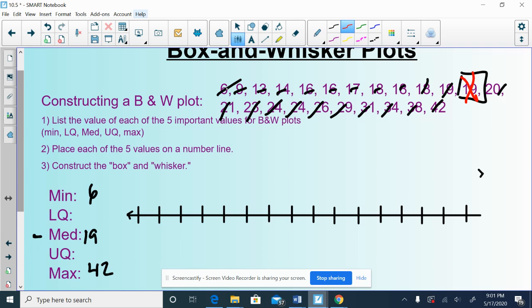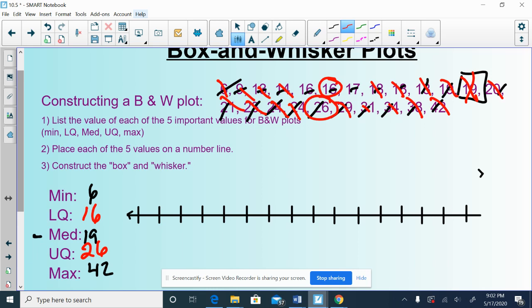So I'm going to start here. I'm going to cross off 1, 2, 3, 4 numbers. Okay, I can tell that 16 then is the lower quartile. And I can do the same thing for the upper quartile. 1, 2, 3, 4, 5. Okay, 26 is the upper quartile.